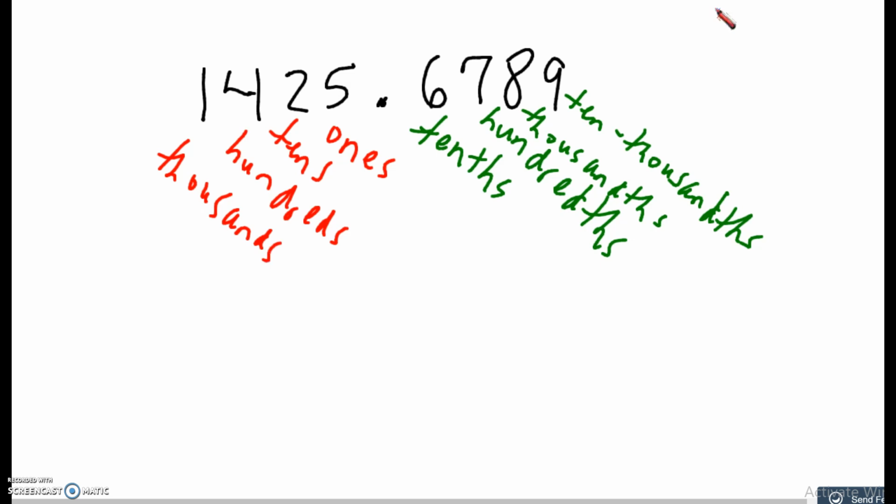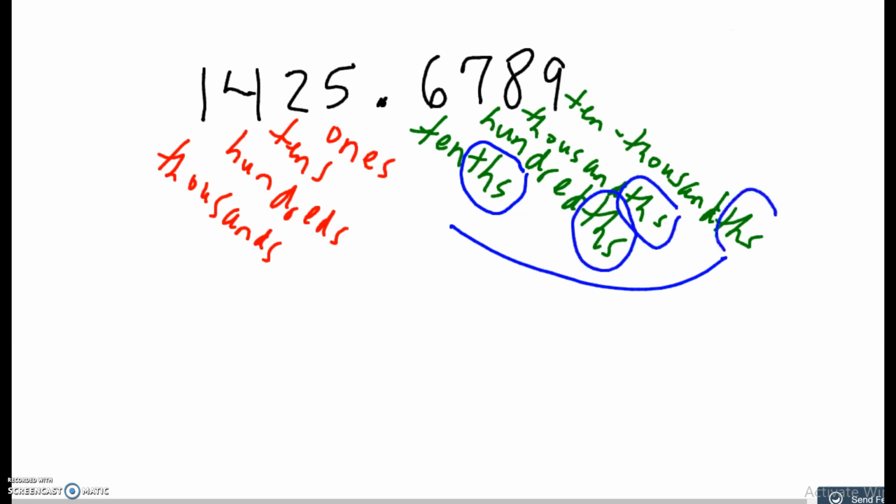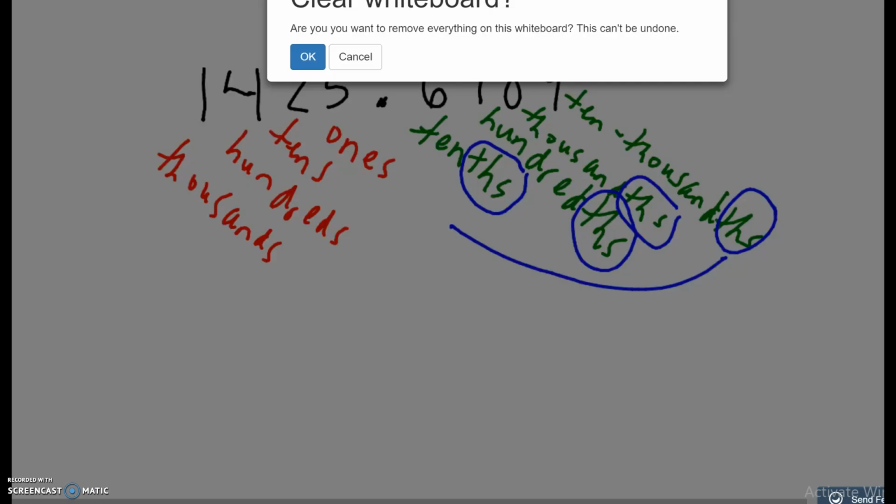Notice that place value to the right of the decimal, all of these names end in THS because they're smaller than 1. They're smaller than 1. All right? So let's go back to the example that we had on the screen before.